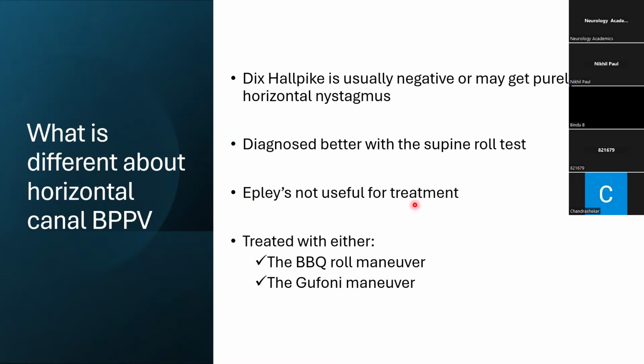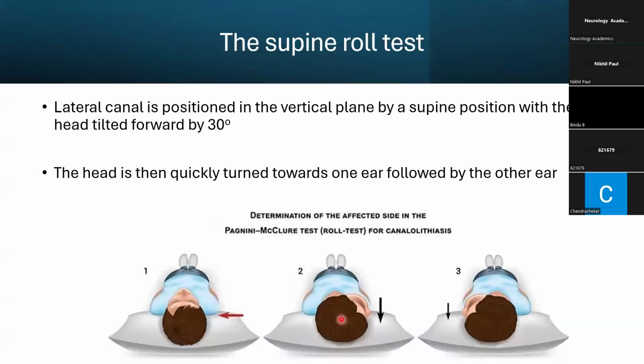And for treatment also, the Epley maneuver is not at all useful. There are two other methods, the barbecue roll maneuver and the Gufoni maneuver. We'll see that. Next is the supine roll test. Doing this is very easy. The patient is made to lie supine and the head is lifted 30 degrees. We can use a pillow for that. And the head is quickly turned to one side followed by the other side.